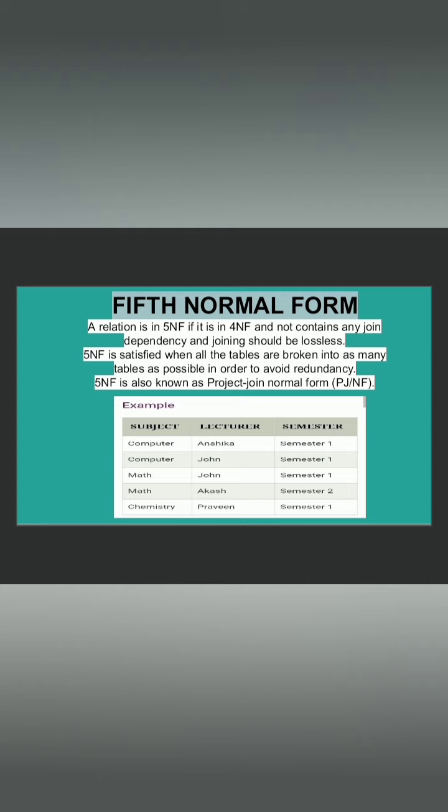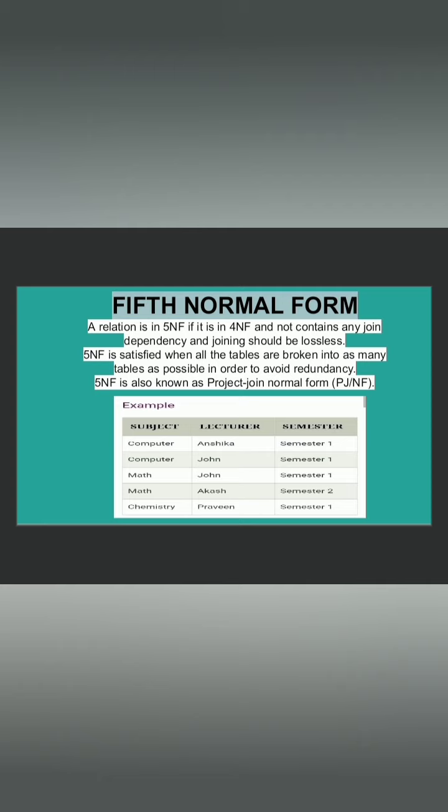Next topic is fifth normal form. A relation is in fifth normal form if it is in 4NF and does not contain any joint dependency, and joining should be lossless. 5NF is satisfied when all the tables are broken into as many tables as possible in order to avoid redundancy. 5NF is also known as project-join normal form, PJNF.